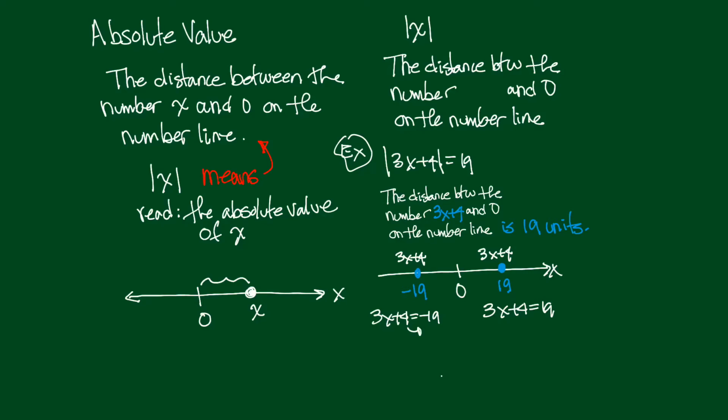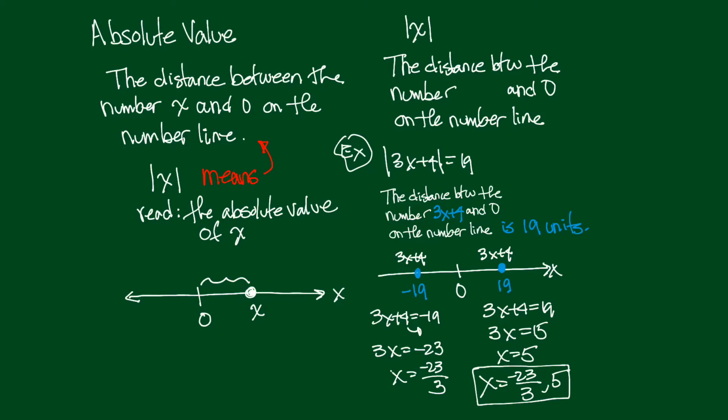Subtract 4, so we get 3x equals negative 23. Divide, and x equals negative 23 over 3. And over here, subtract 4. We get 3x equals 15, so x is equal to 5. So now I've got the solution to my equation. x could be negative 23 over 3, or it could be 5.